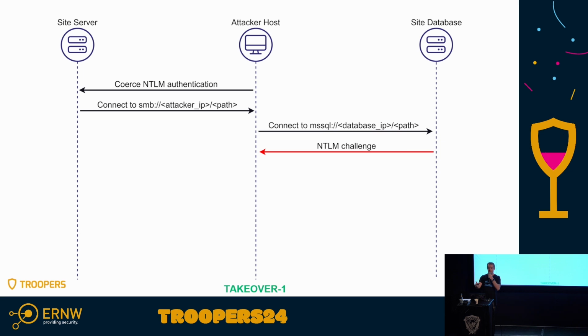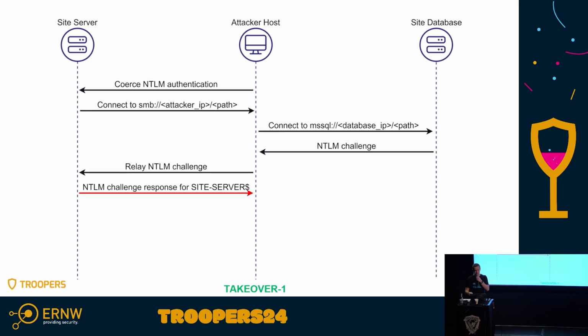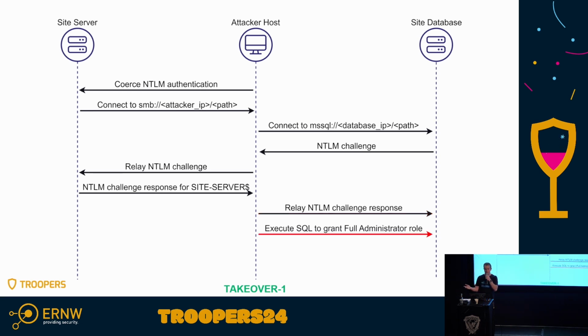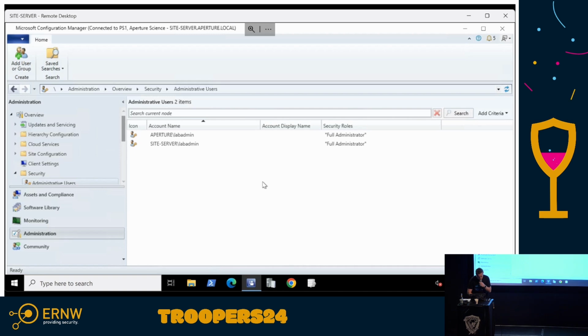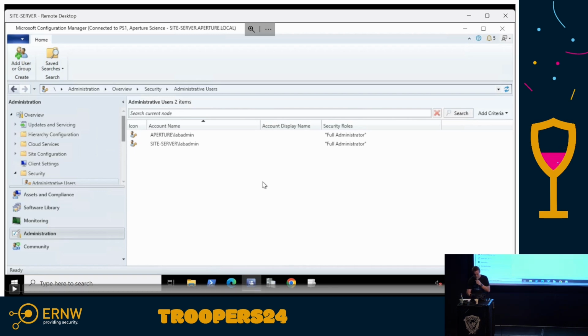The site database is going to send us an NTLM challenge. We're going to forward that challenge to the site server, and the site server is going to use that challenge and create a challenge response for its domain computer account, and send it to us. We're going to forward that challenge response to the SQL database, and then we're going to execute SQL statements and grant ourselves the full administrator role. This is 2 commands. And I'm going to show you a quick demo, maybe.